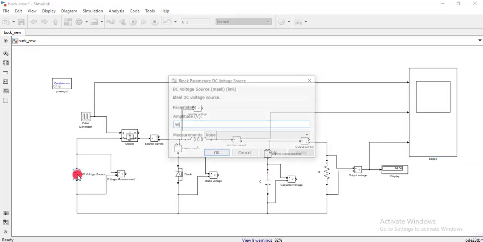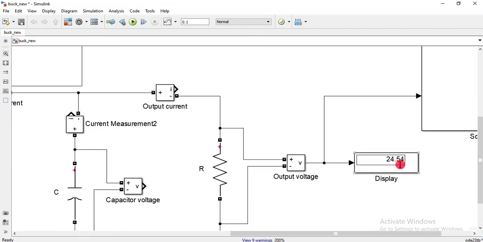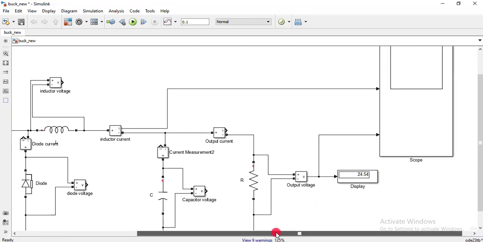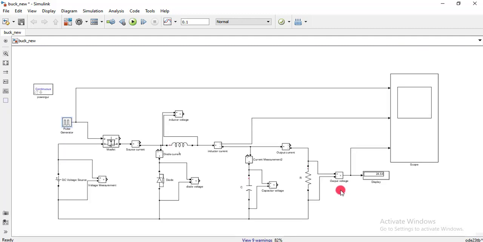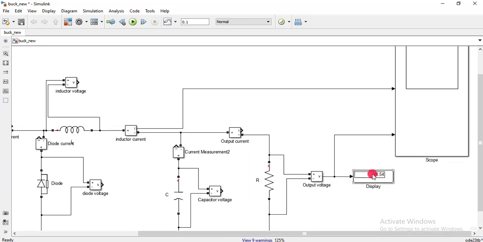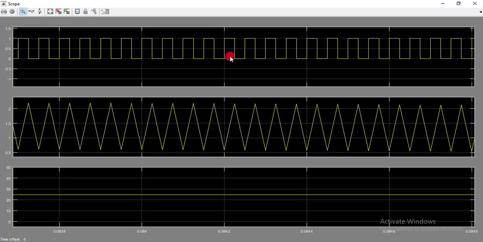So you can see here that for 50 volt input and with the duty cycle of 50%, I am getting 24.54 volt, and that is expected from a buck converter with a DC input of 50 volt and a duty cycle of 50. And as you know that output voltage is equal to the duty cycle times the input voltage, so 50% means it will reduce the input voltage into half. So for input voltage of 50 volt, I am getting 24.5 volts at the output. Now let's see the graph. So here are the graphs. This is my pulse that I have given to the switch, and this is inductor current, and the output voltage is plotted here.